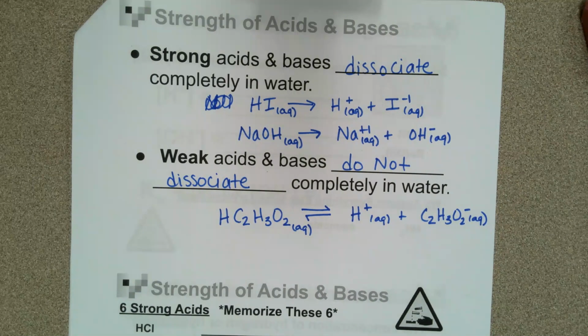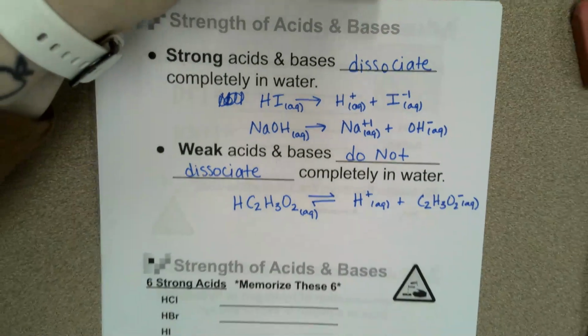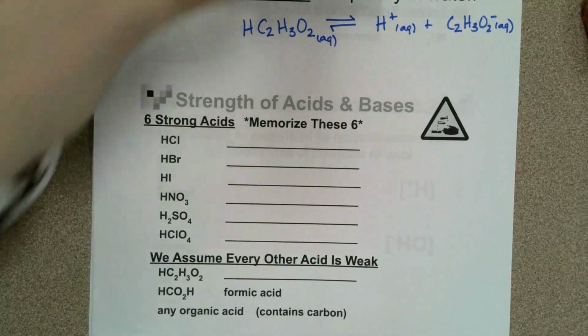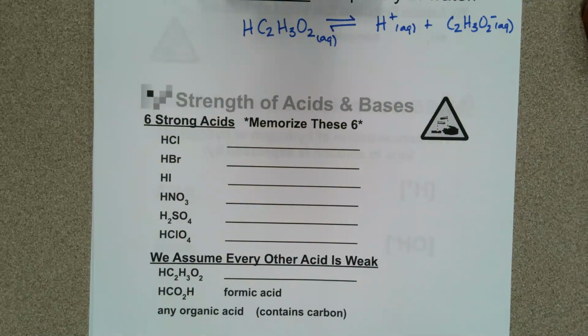Okay, so here are the strong acids that you need to know. You need to memorize these strong acids. If it is not one of these strong acids, then it is going to be a weak acid. So that makes life easier. If you know what the strong acids are, everything else is weak.